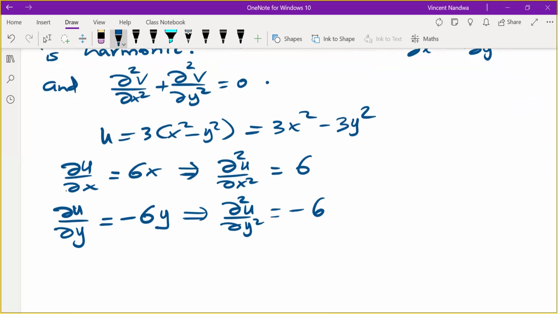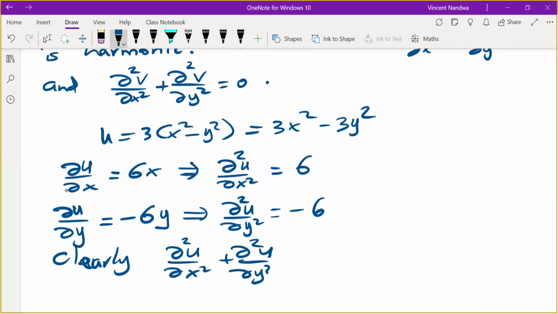And clearly, if you add the two, you get 6 plus minus 6, which is actually 0. So therefore, u is harmonic.